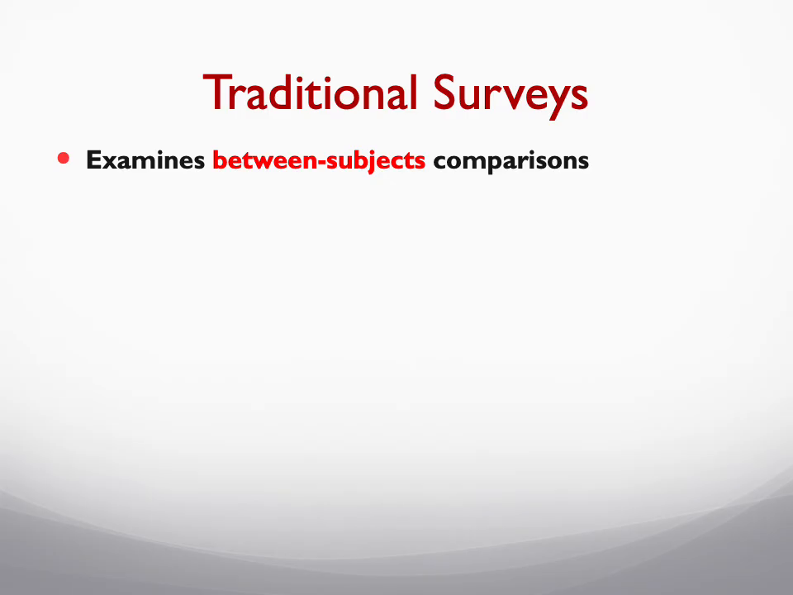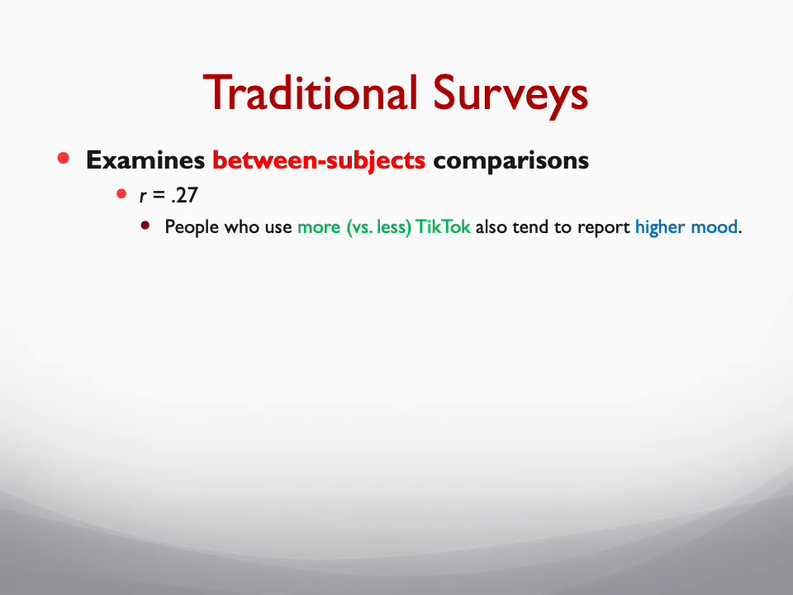Let me put that into more concrete terms for you. Let's say I conduct a study on TikTok use and mood, and I find a correlation in my traditional survey of r equals 0.27. That relationship is positive and it's greater than 0. So it's not super strong. It's not near 1. We're rarely going to have correlations that strong in the social sciences. But if I were to rephrase it into words, this tells me that people who use more TikTok relative to those who use less TikTok also tend to report higher mood. So people who use TikTok more often also tend to report higher mood than those who use TikTok less often.